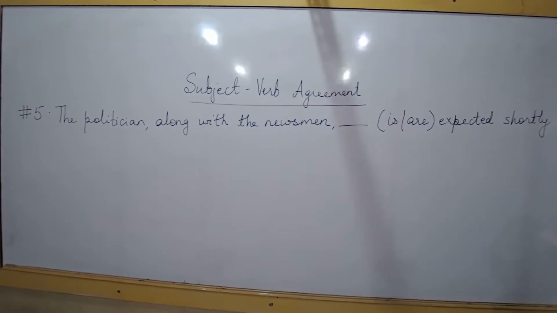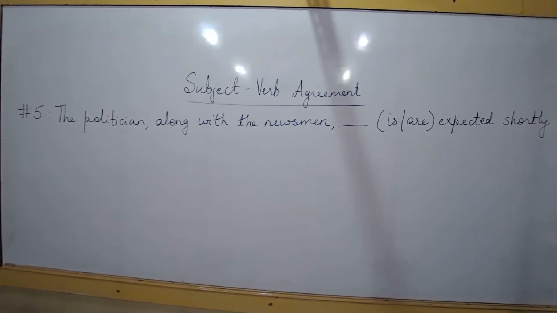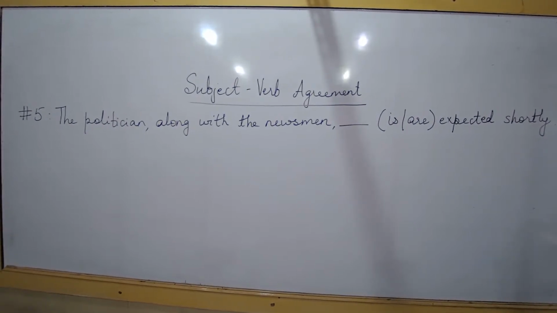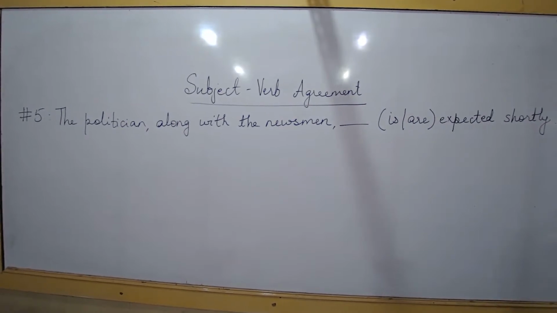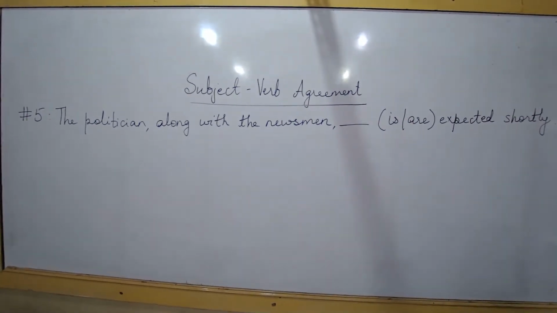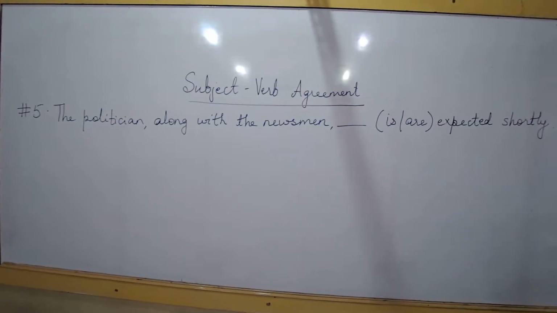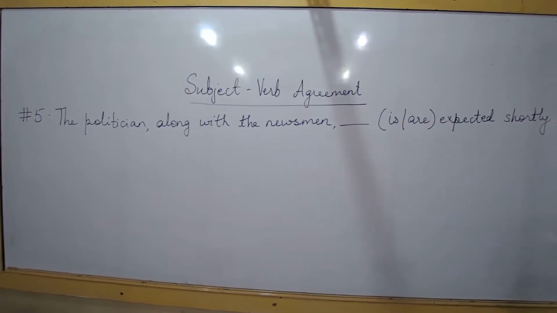So as per the rule, what do you think you should write? Is. Why is, are? Why are? Is, because both are singular. What is singular? Both are not singular. Men is plural. One is singular, one is plural. Read this rule once more.